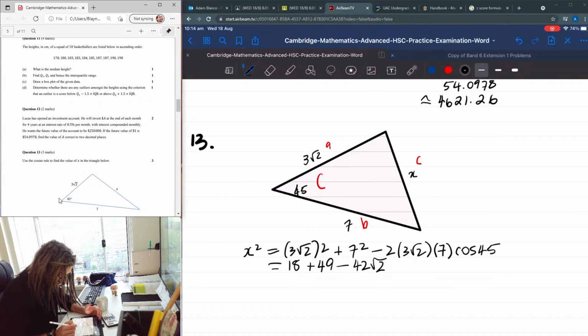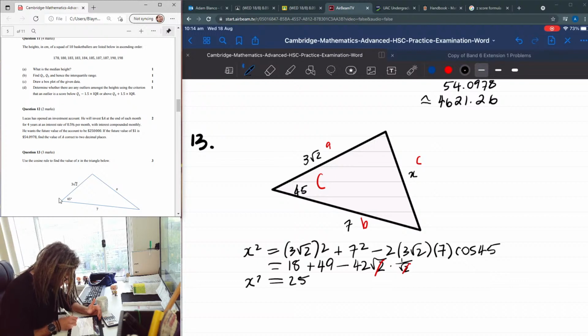Cos 45 is a half? No, root 2 on, 1 on root 2. Or root 2 on 2. 1 on root 2 is nice because they're cancelled. They're going to go. So now I've got 18. Let's try and do this in my head. 18 plus 49 minus 42. That there is 7. So 18 plus 7 is 25.